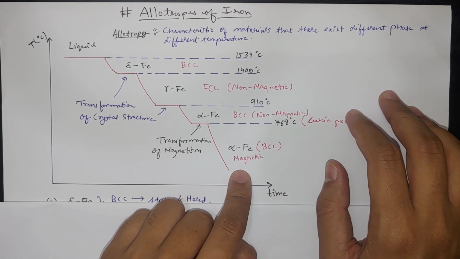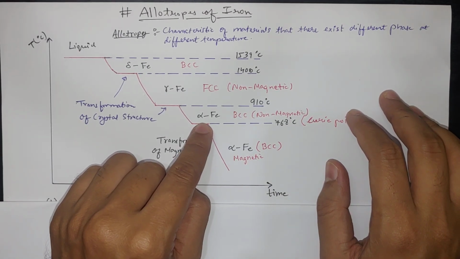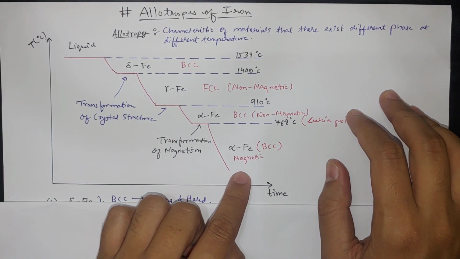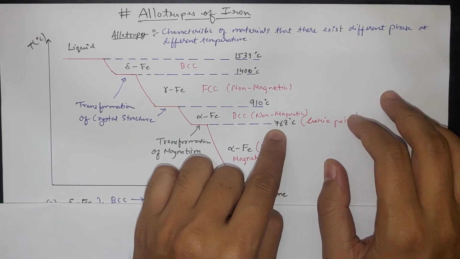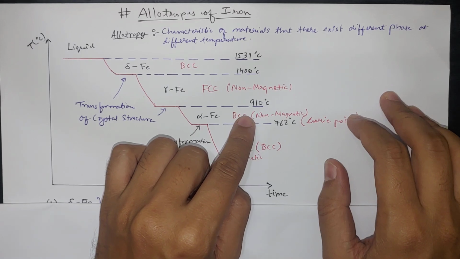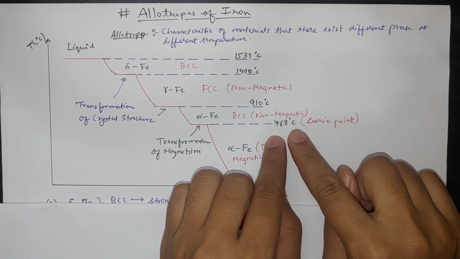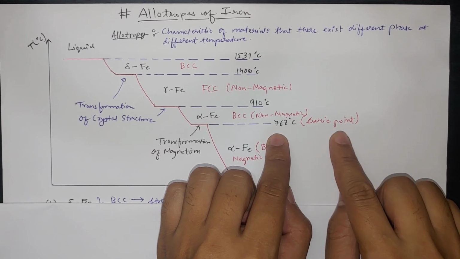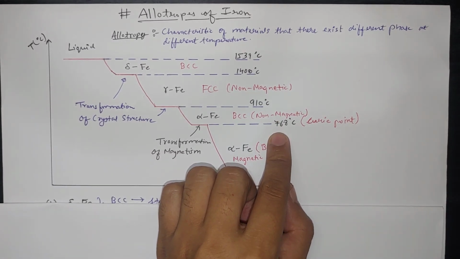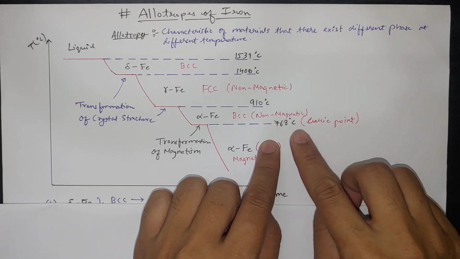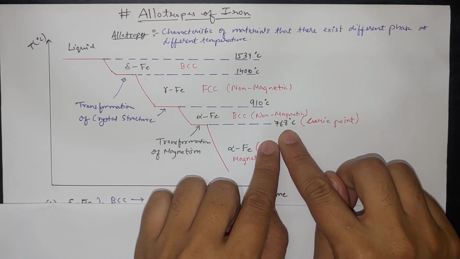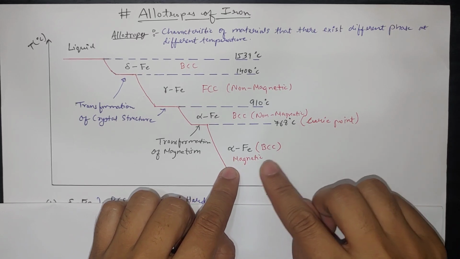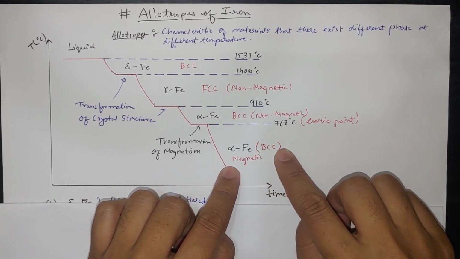If we reverse this process by heating, then it will follow the reverse path with respect to time. But again, at 768 degrees Celsius and above that, the magnetism will be gone. We call this point, 768 degrees Celsius, the Curie point, which is very important information for various competitive exams. In fact, this question was asked in BRC, and after that it will be BCC structure with magnetism.